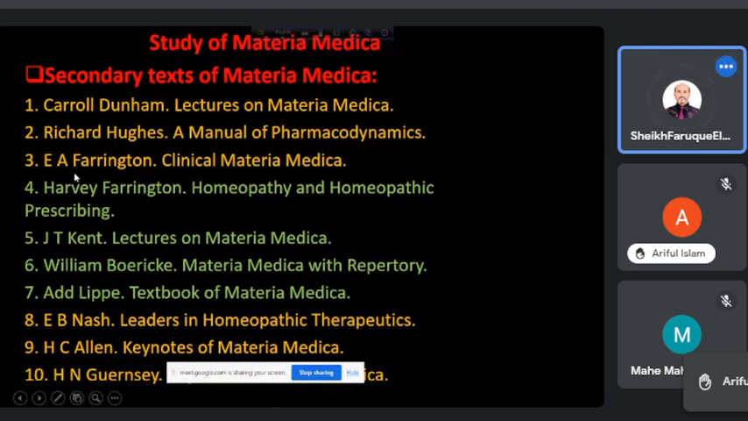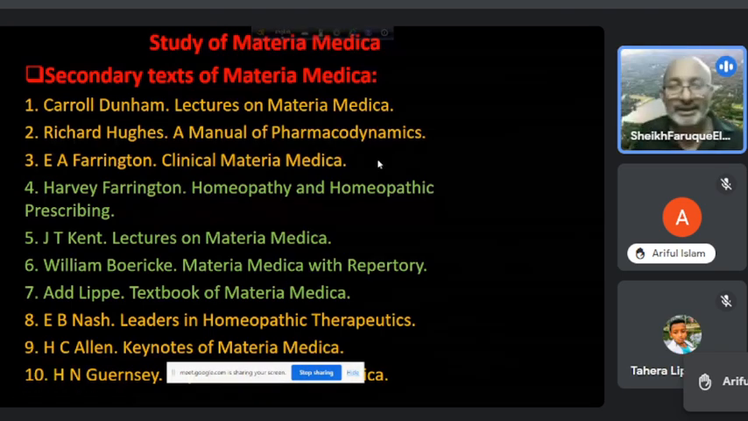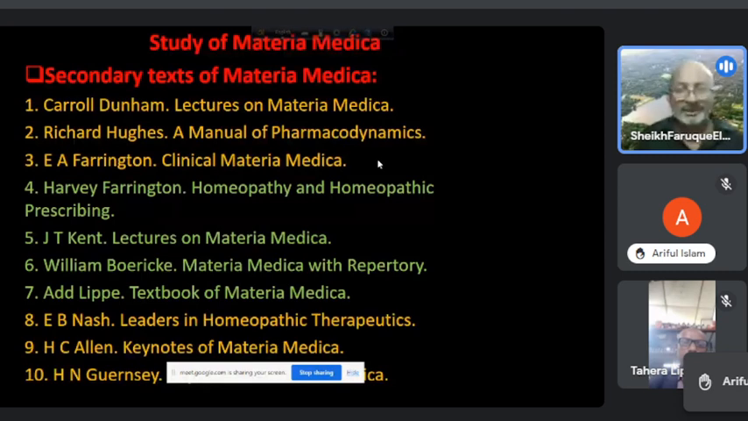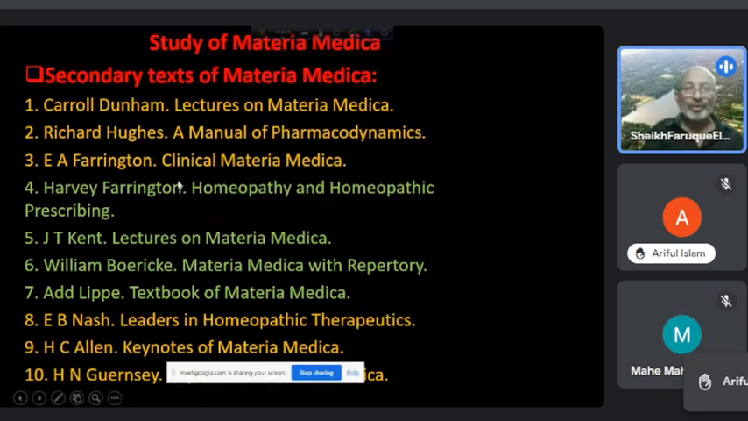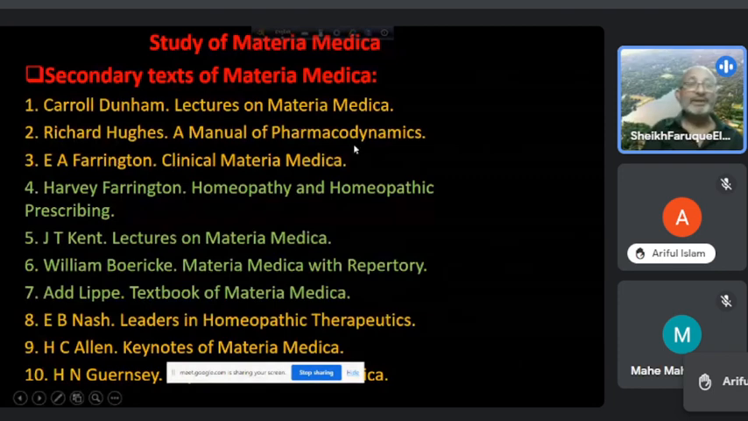Then a book by E.A. Farrington, Clinical Materia Medica. He has two books. One is Clinical Materia Medica, another is Comparative Materia Medica. But this one is more famous, Clinical Materia Medica of E.A. Farrington.